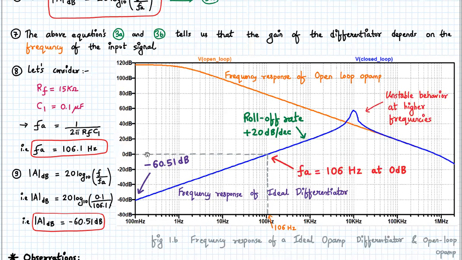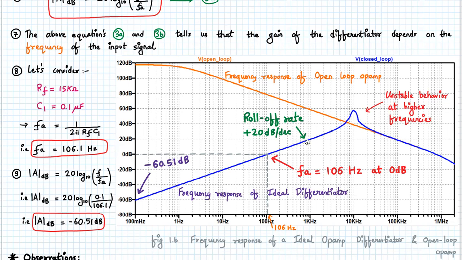After analyzing this in LTspice, we have the following analysis. The gain over here, which was supposed to be minus 60.51, is actually minus 60.51 dB. The orange curve is the frequency response of the open loop op-amp, and the blue one is the frequency response of the ideal differentiator. FA is the point at which the gain of the op-amp as an ideal differentiator is 0 dB. You can mark this point over here, which comes out to be nearby 106 hertz at 0 dB.